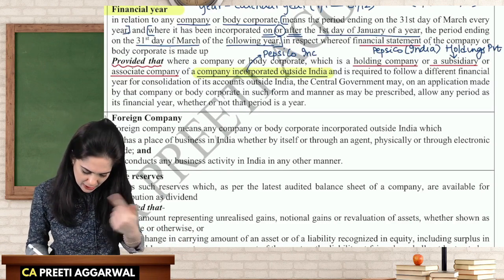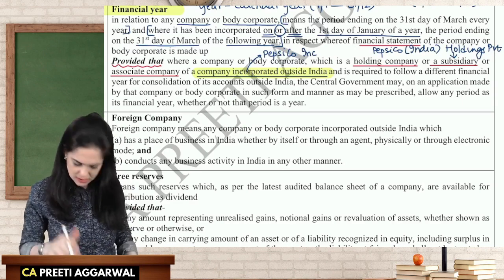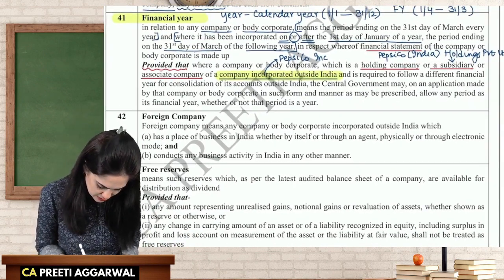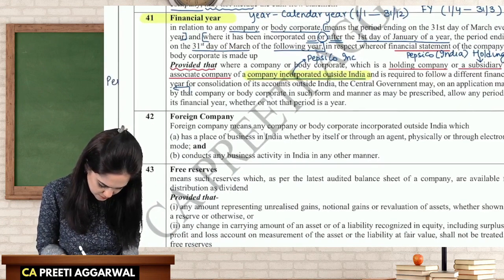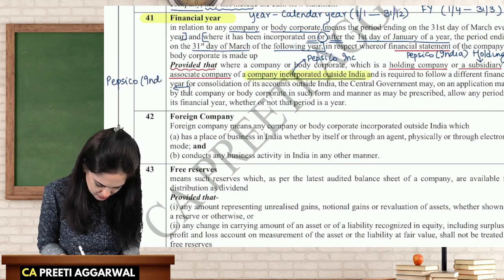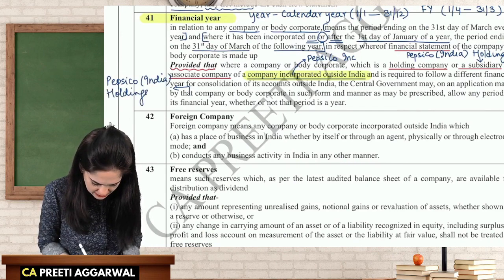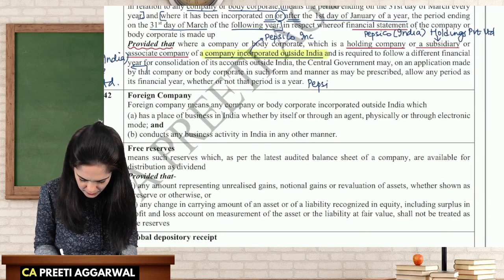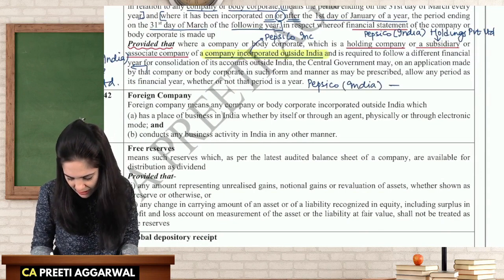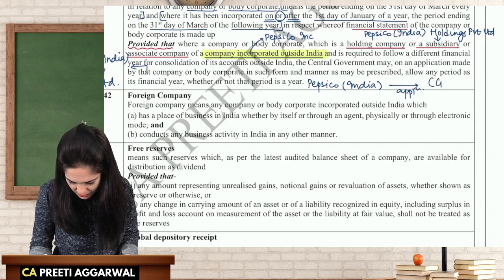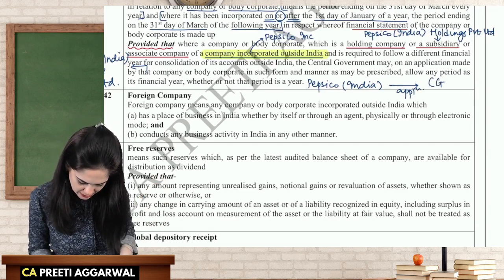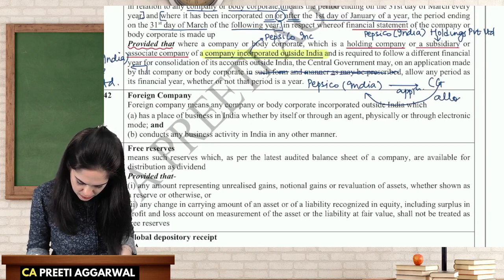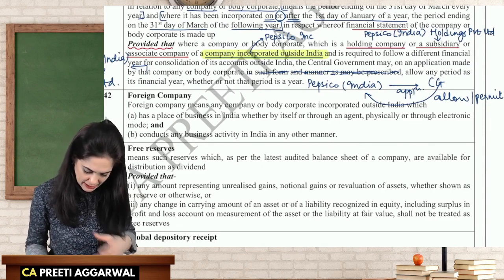So I will have to follow a different financial year. Then the central government may on an application made by that company. Which company? The one in India. That means PepsiCo India Holdings Private Limited. This company will make an application. So I will write over here, PepsiCo India will make an application to the central government, and as may be prescribed, you can ignore that. In such form as may be prescribed, ignore that. Okay. So then the central government will allow or they will permit any period. Highlight the word any.